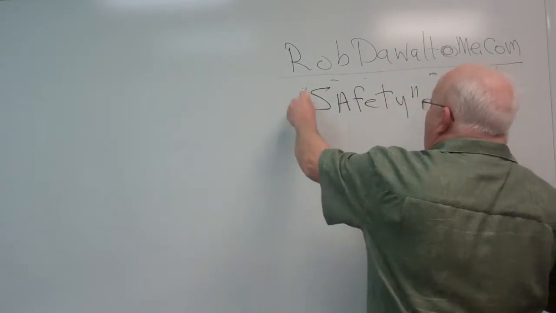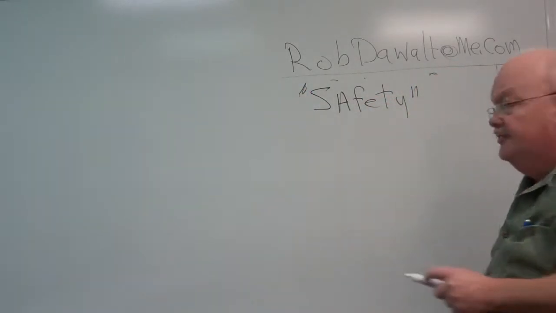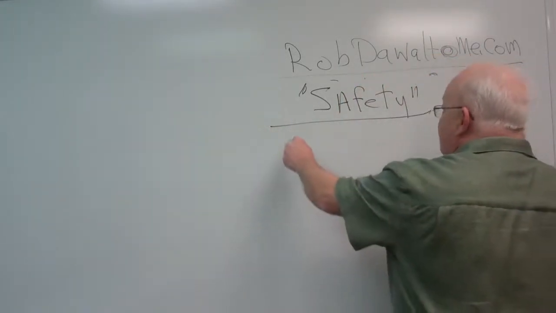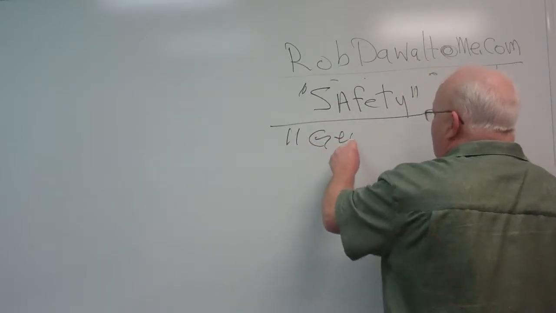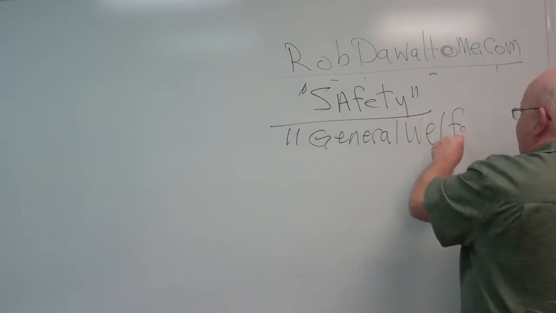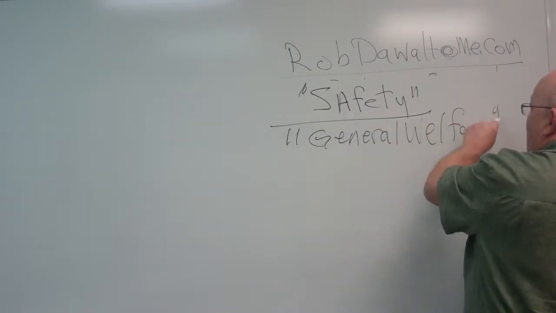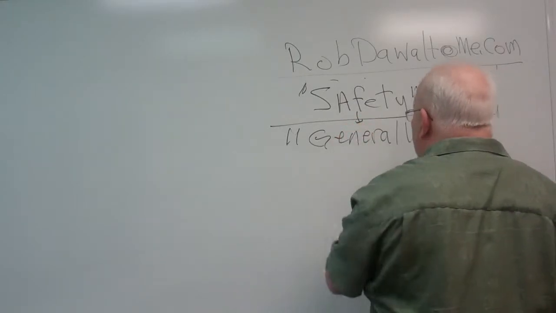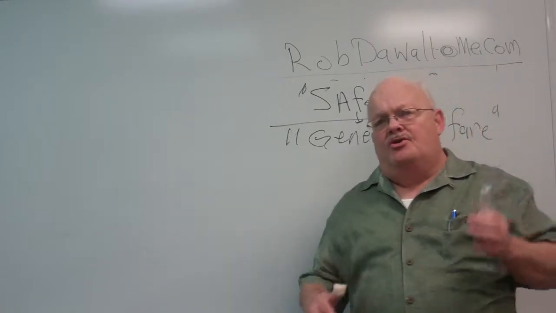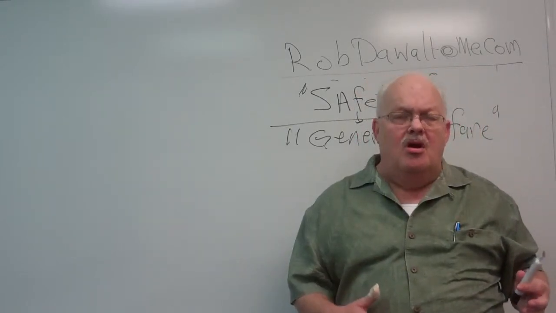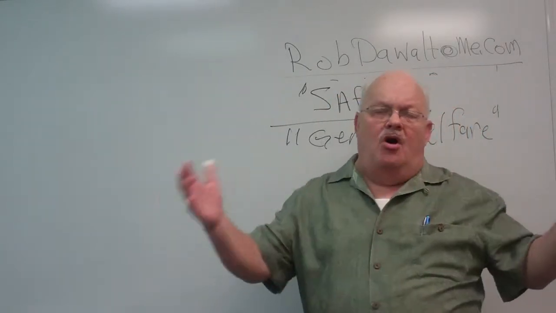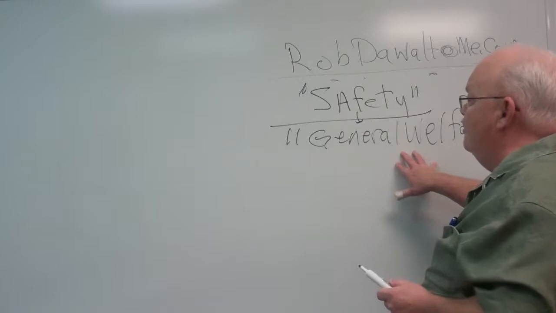Okay? Now, where does it say safety in the Constitution? It never does. What does it say? It says general welfare. And so safety is part of general welfare. In other words, people need to be safe in the United States in order to enjoy the fruits of their labor, their family, to go to church as they please. All these things hinge on their general welfare.